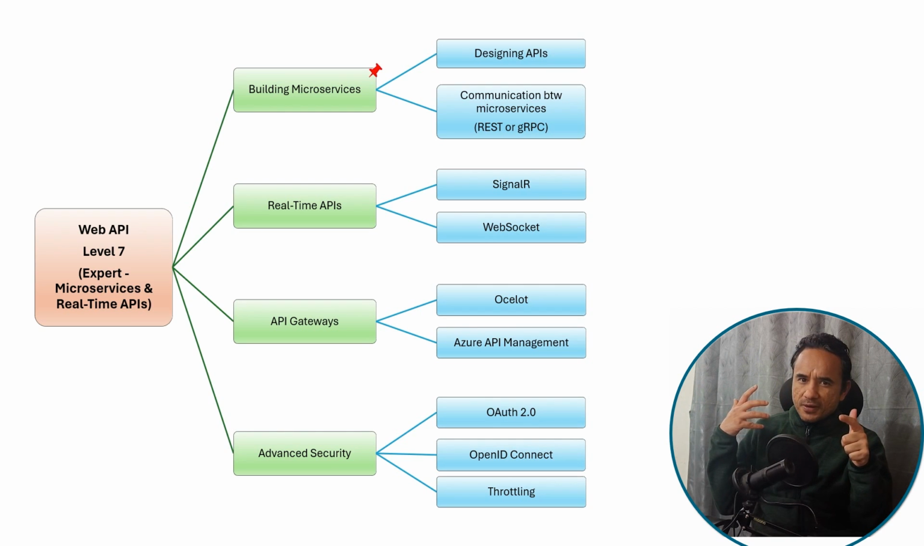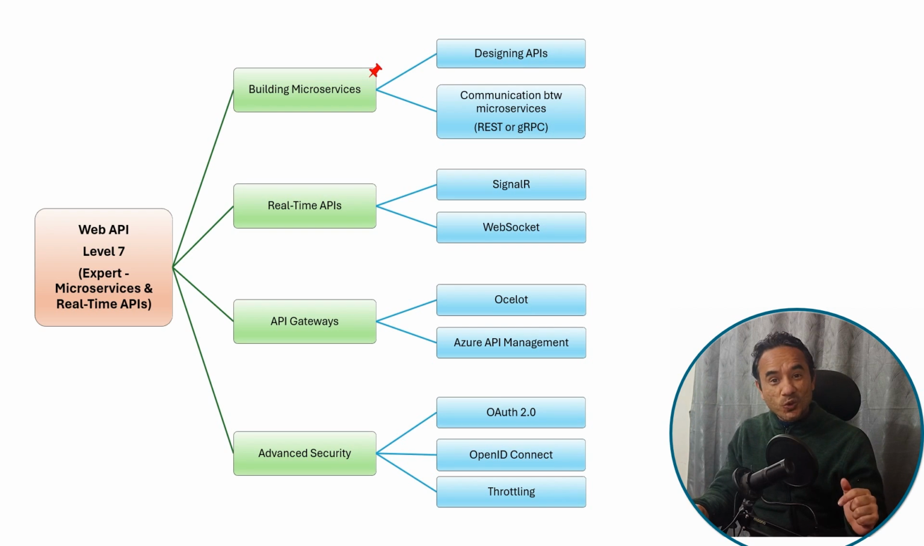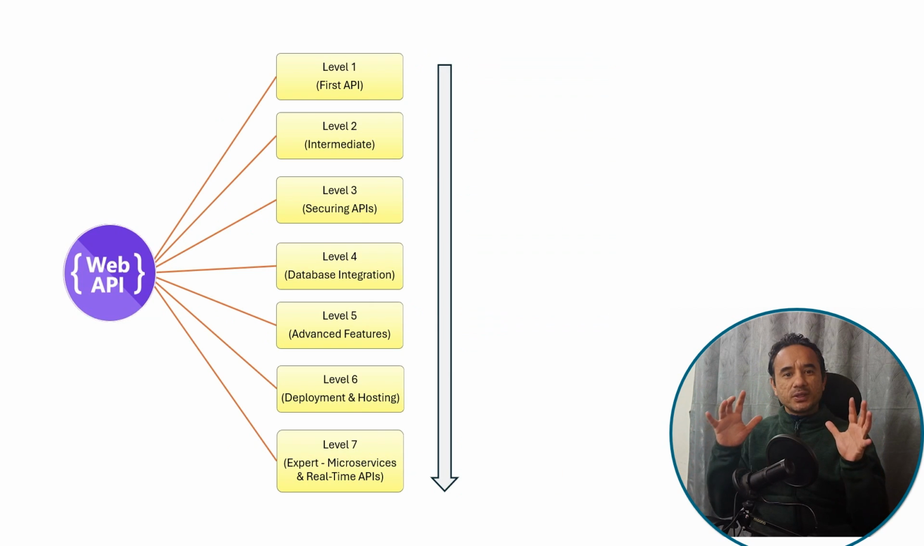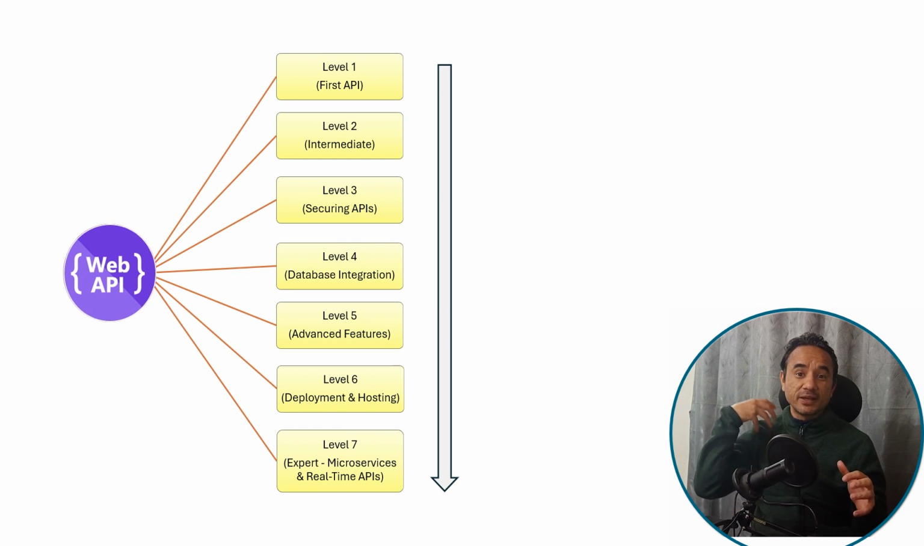All right, so that is the whole roadmap for the web API, and that's it, my friend. Now you have to start walking on this roadmap, but before starting, set a proper goal. Set a goal like, I will learn web API and then I will get a good job, because learning is not enough, earning is also very important.